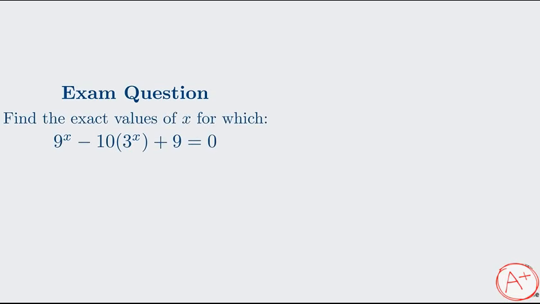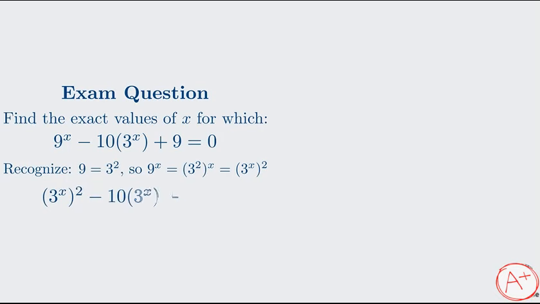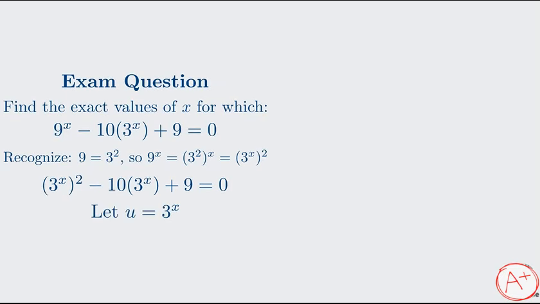Let's solve a typical IGCSE past paper style question. Find the exact values of x for which 9 to the power of x minus 10 times 3 to the power of x plus 9 equals 0. To solve this, we must first recognize that 9 is 3 squared. The square of 3 to the power of x, minus 10 times 3 to the power of x, plus 9 equals 0. This reveals our hidden quadratic.